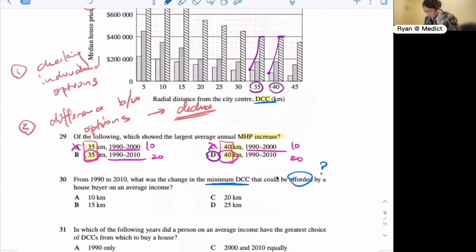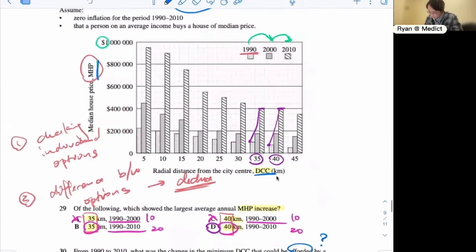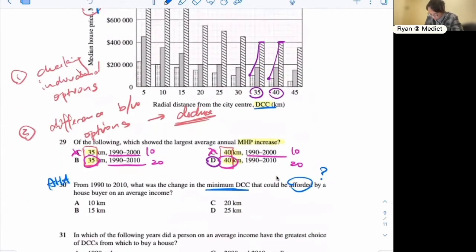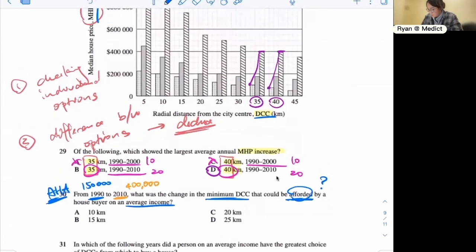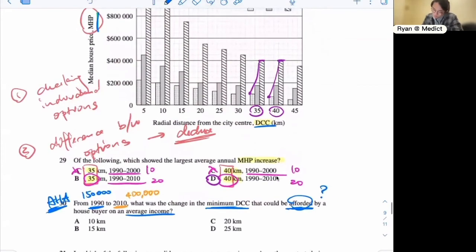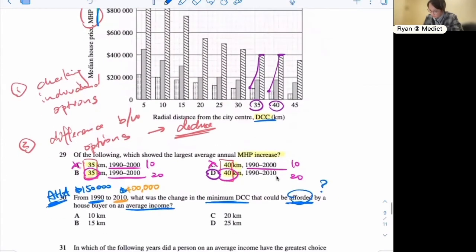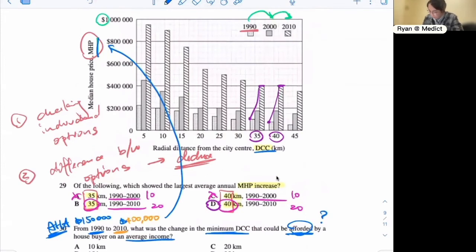All right, so what's the change? So from 1990, we know that AHA essentially, which is affordability for a person on an average income, is $150,000. And what about 2010? What has changed? This changed to $400,000, right? So basically, we think about this. This is dollar signs. This is dollar signs. So it has to be represented on the y-axis because they use the same units.